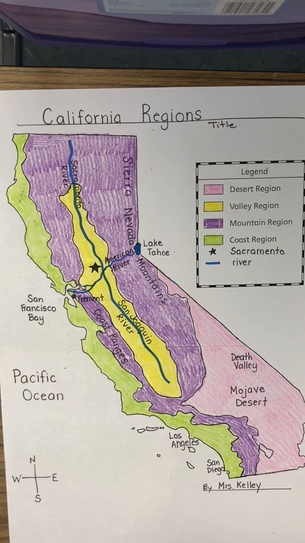Make sure that if you're missing any of these parts or labels, you go back and check. You can pause the video and zoom in so that you can see how to spell things. But thank you so much for making your California regions map. Please keep it. Your teacher may want to collect it or have you take a picture of it. So keep it where your brother or your dog cannot chew on it.